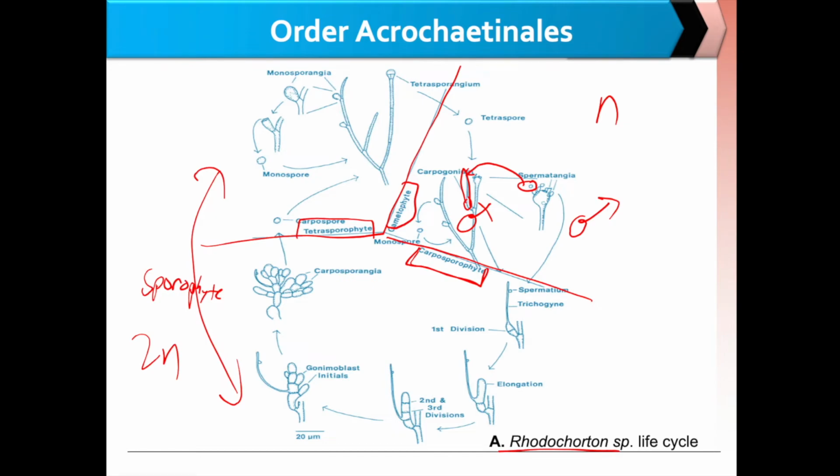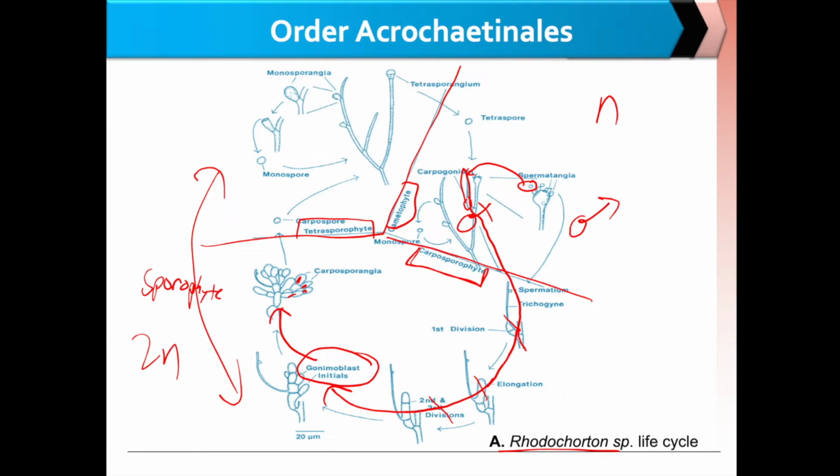Sa loob ng carposporophyte natin, di ba? Sa loob ng carposporophyte, magpo-form ka ng mga carpospores. Okay? But this time, hindi agad-agad siya didiretso into carposporangia. Yung carpogonium natin, kapag nag-fuse na sila, magkakaroon pa ng iba't ibang steps here, huwag nyo masyadong pansinin, and will form your gonimoblast initials. Your gonimoblast will essentially turn into what I want you to learn here: gonimoblast will form your carposporangia.